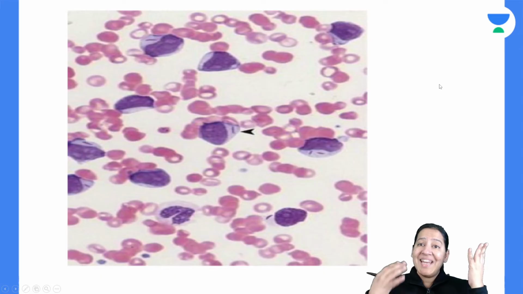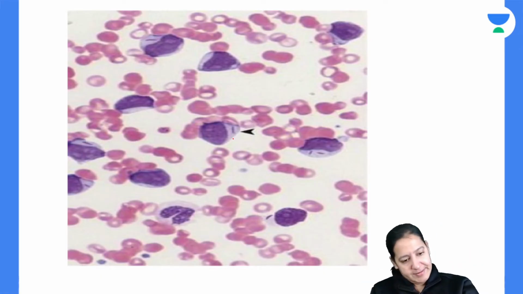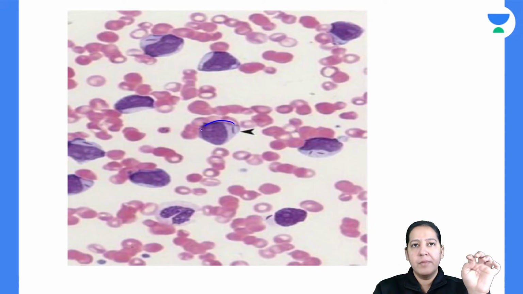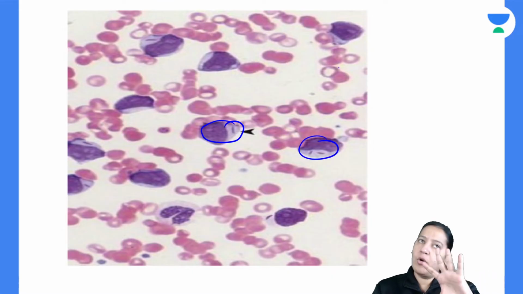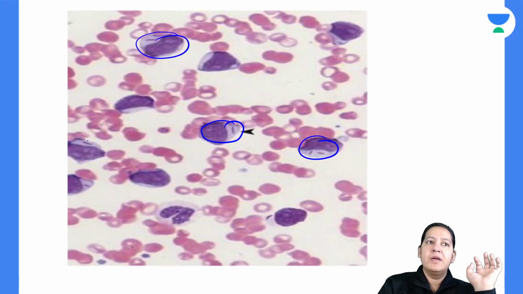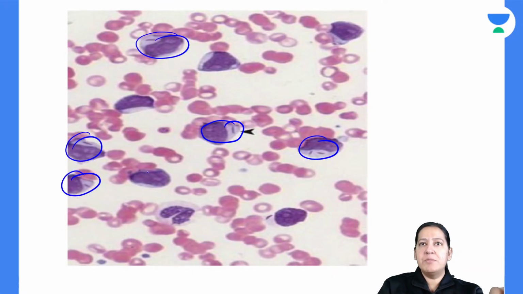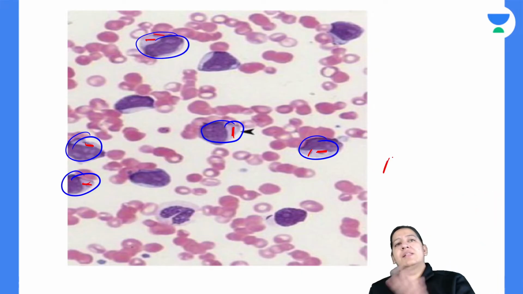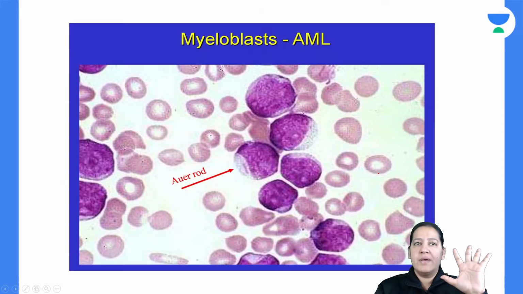So any image can come in your exam. Okay, see this image. See this cell. See all cells. All cells are same. This one I'm marking, in which I can see iron rod. So I can see iron rod here. I can see two iron rods here. I can see two iron rods here. One iron rod here. So these all cells are myeloblast. So it is a diagram of AML.